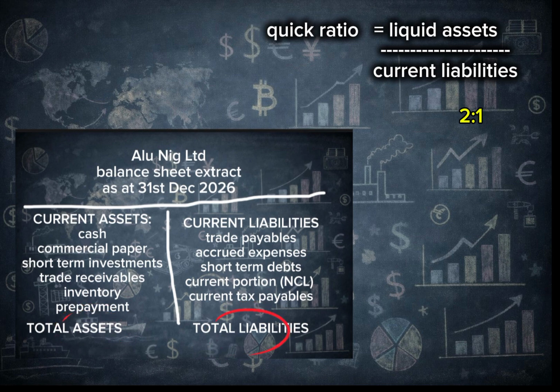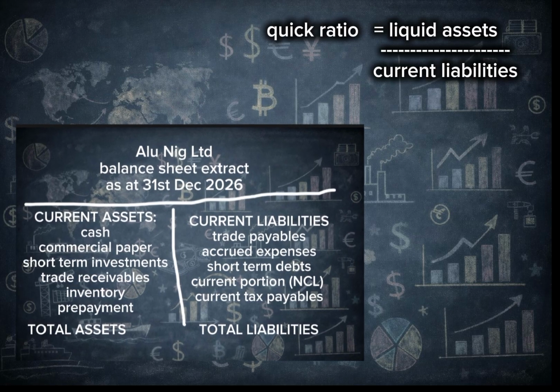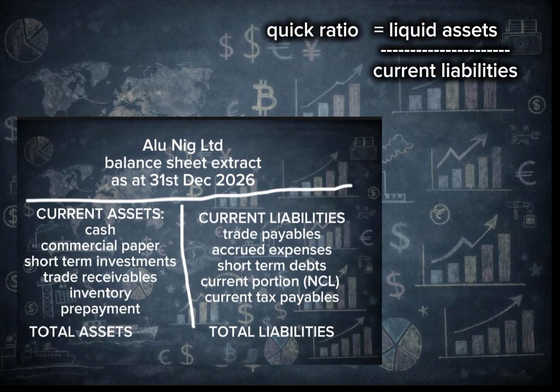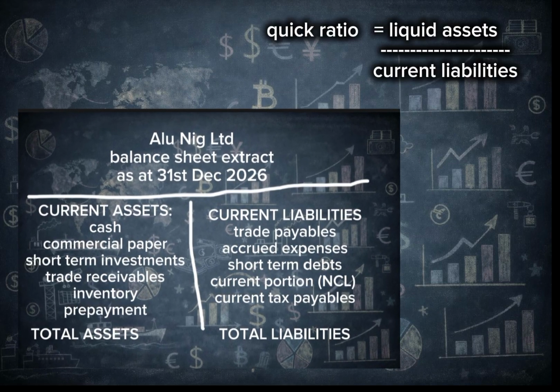The quick ratio is also called the acid test ratio. The quick ratio does not compare the entire current assets to current liability like the current ratio. In the quick ratio, we are only comparing our very liquid assets to current liability. By very liquid assets, I mean those assets we can easily convert to cash.